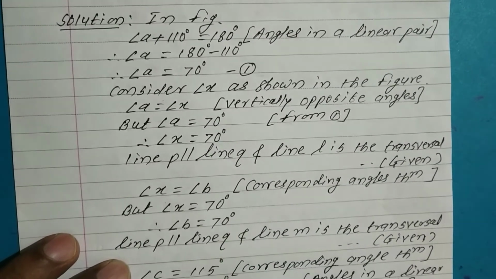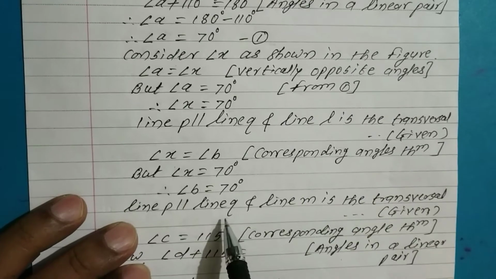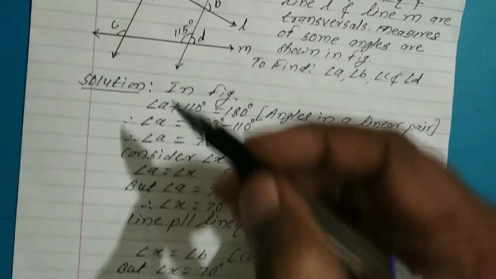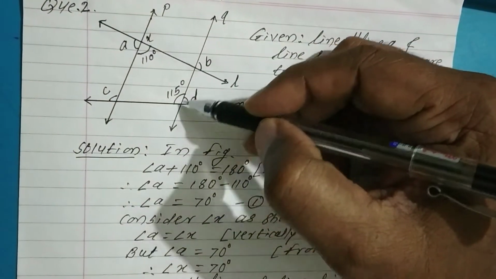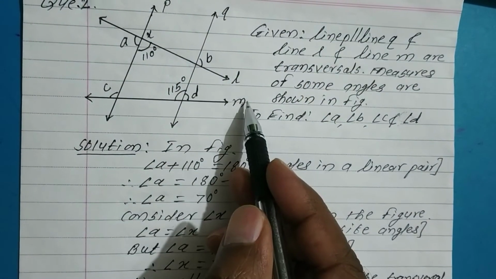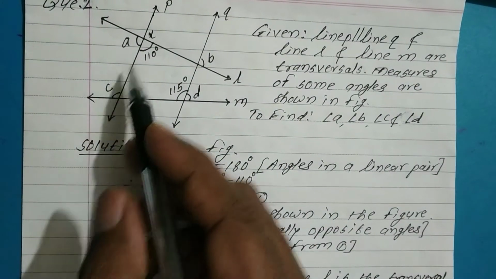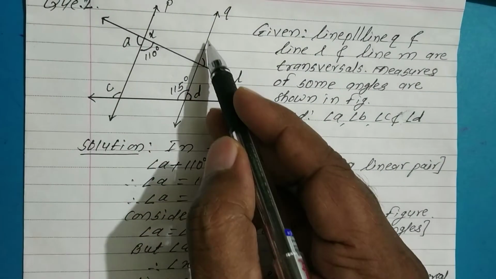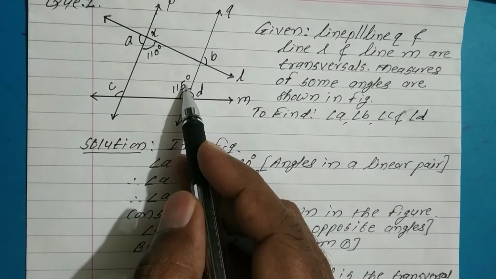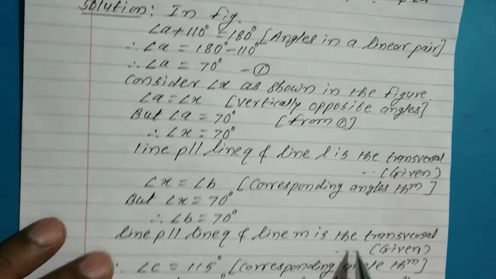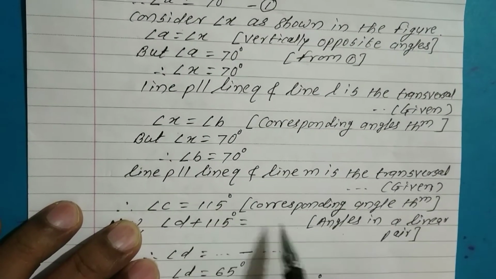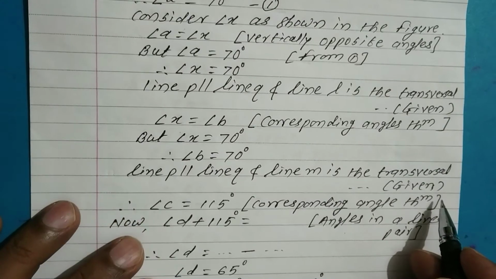Now line P parallel to line Q and line M is transversal. Where is line P? This line P, line Q are parallel and line M is transversal. Then angle C, this angle and this angle 150 degree. These are the corresponding angles. Hence you write angle C is equal to 150 degree, corresponding angle theorem.